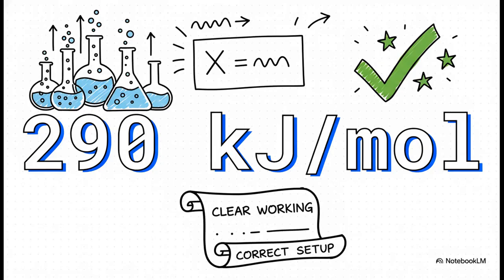Laying out your calculation exactly like this makes it dead simple for the examiner to follow your logic and give you the points. Then, after a little bit of rearranging to solve for x, you get your final answer, 290 kilojoules per mole. You see? Clear working, a correct setup, and the final answer. That's how you get full marks every time.